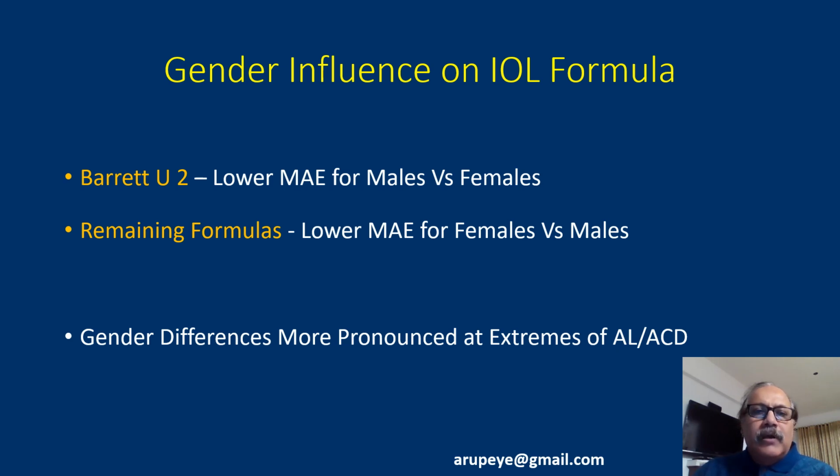For example, the Barrett Universal 2 formula has a lower mean absolute error for males, and for the remaining formulas, the mean absolute error seems to be lower for females. The gender differences are more pronounced at extremes of axial length and anterior chamber depth, and some of the newer formulas have this as a variable to be filled in while utilizing the formula. So the gender influence on IOL formulas is something I'm going to watch in 2021.